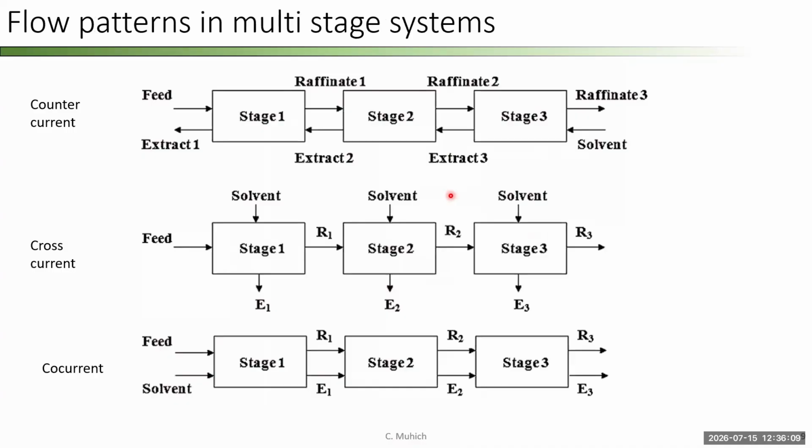When I have different multi-stage systems, we have various different flow patterns that exist. The first, the most straightforward one, is called co-current feed. Let's say I'm doing a liquid-liquid extraction. I take a feed and a solvent, I put them both into stage one, and I allow it to establish equilibrium.